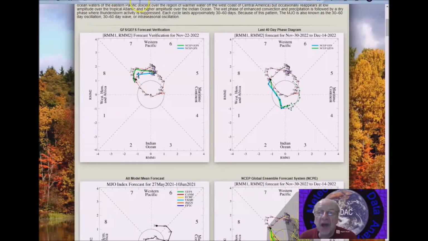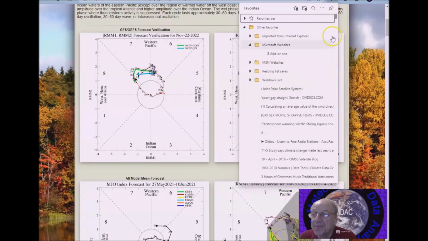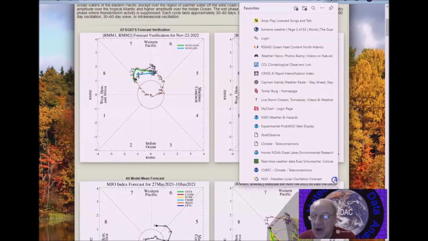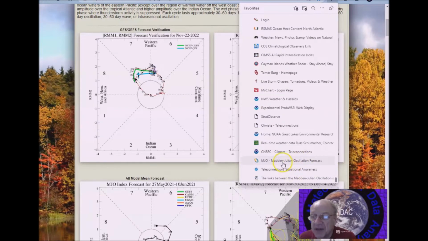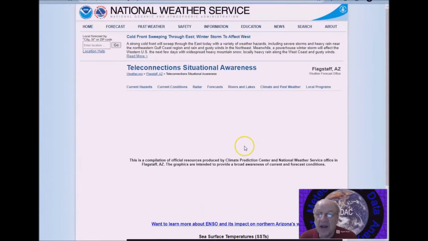But if you look at the teleconnections of the MJO, let me see if I can get the teleconnection, the AO.